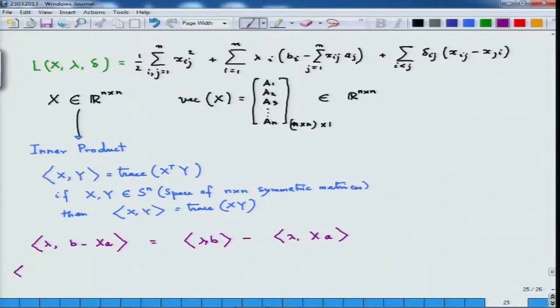Now, look at this expression lambda times x a. If you look at this inner product, it is nothing but the trace of lambda transpose x a. Okay, what I am trying to say is as follows.